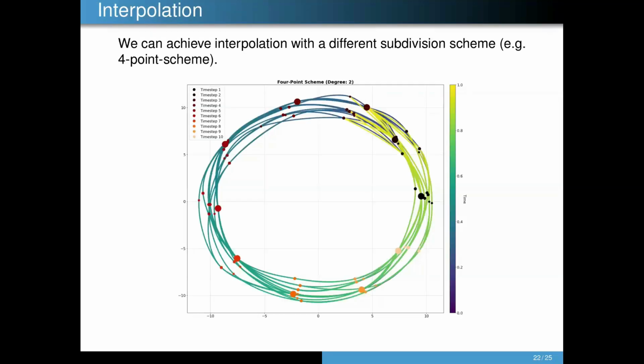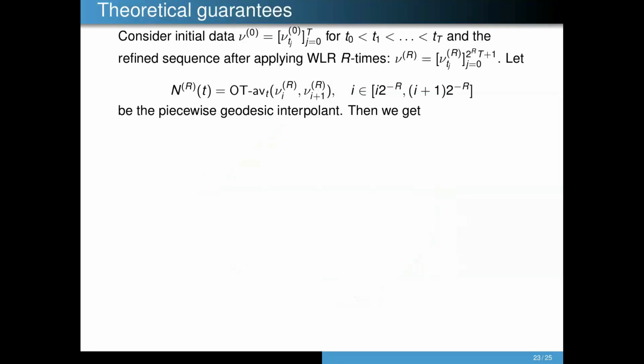Okay, before I get there, my talk is basically done, and I think I'm good in time. I have one slide that says the whole thing converges, and then I'm basically done. So let me show you the slide. This is maybe notation heavy, but basically what it says is we want to show that if you do the algorithm infinitely many times, so if the refinement goes to infinity, then it will converge to a curve.